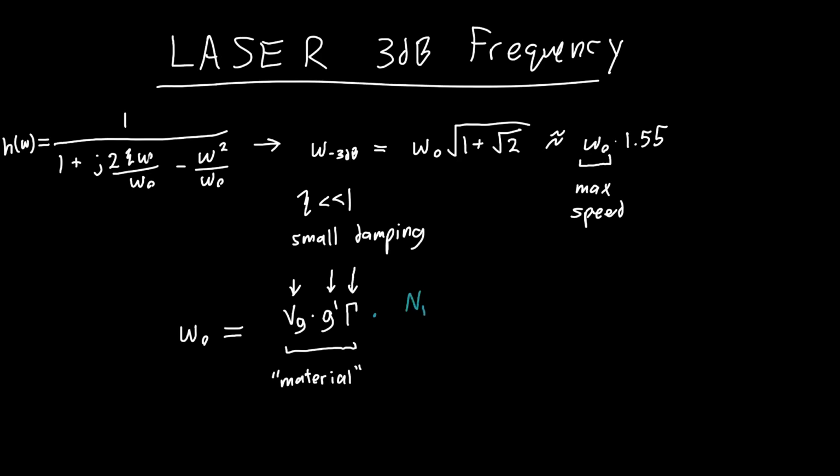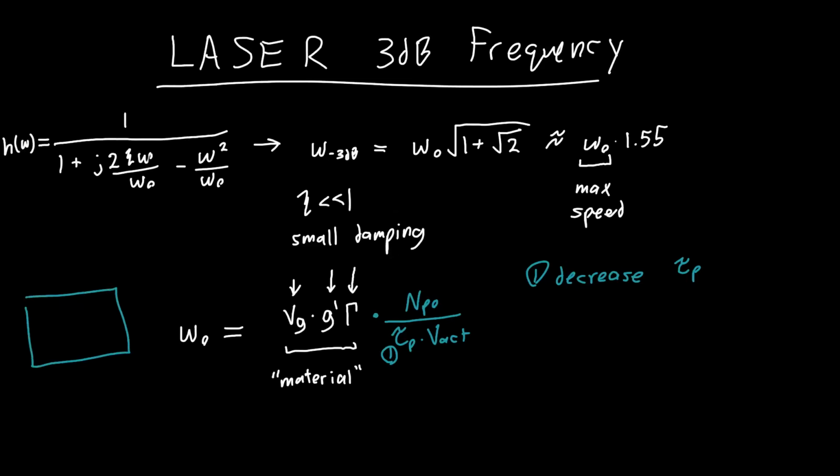Now the other term of omega naught needs to be multiplied by the number of photons in the cavity, or the DC number of photons, divided by the photon lifetime times the active region volume. There are a few things we can do to increase our resonant frequency, to increase our laser speed. The first is we can decrease the photon lifetime. This will increase our resonant frequency, and this makes sense, because as our photon lifetime goes down, the photons in the cavity can build up very quickly and dissipate very quickly. So decreasing the photon lifetime will improve our speed.